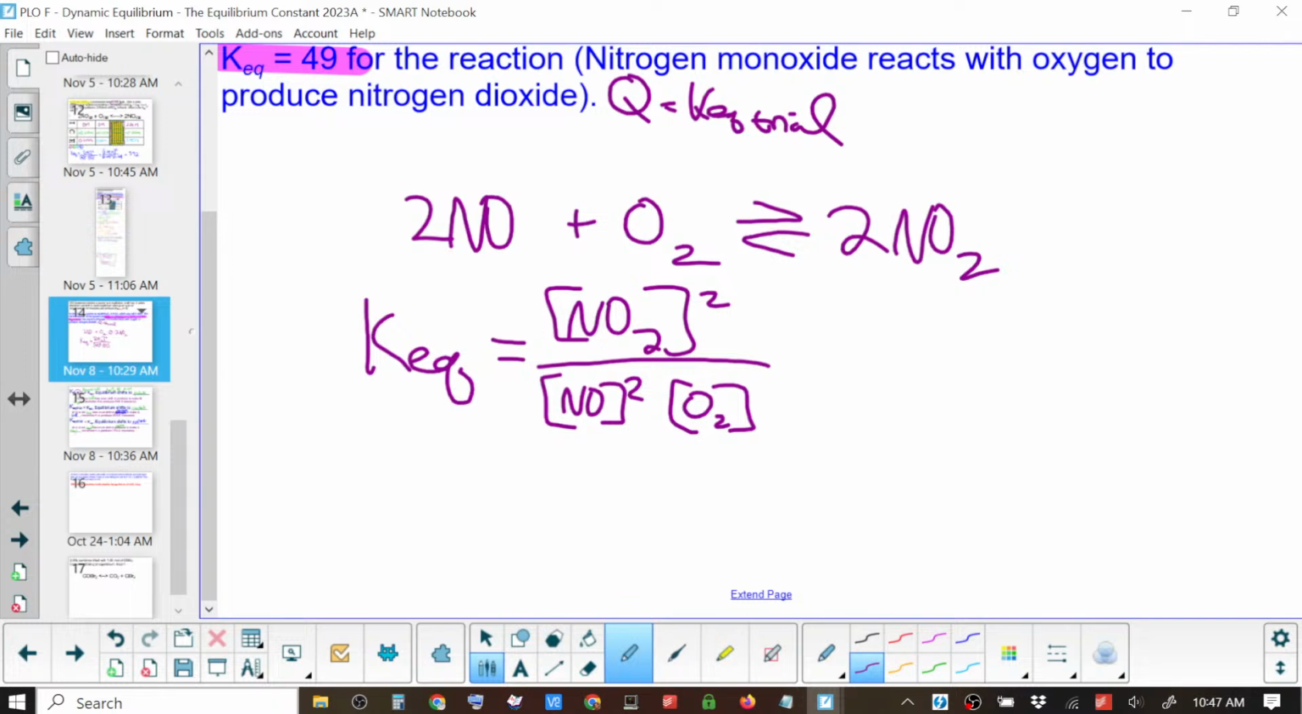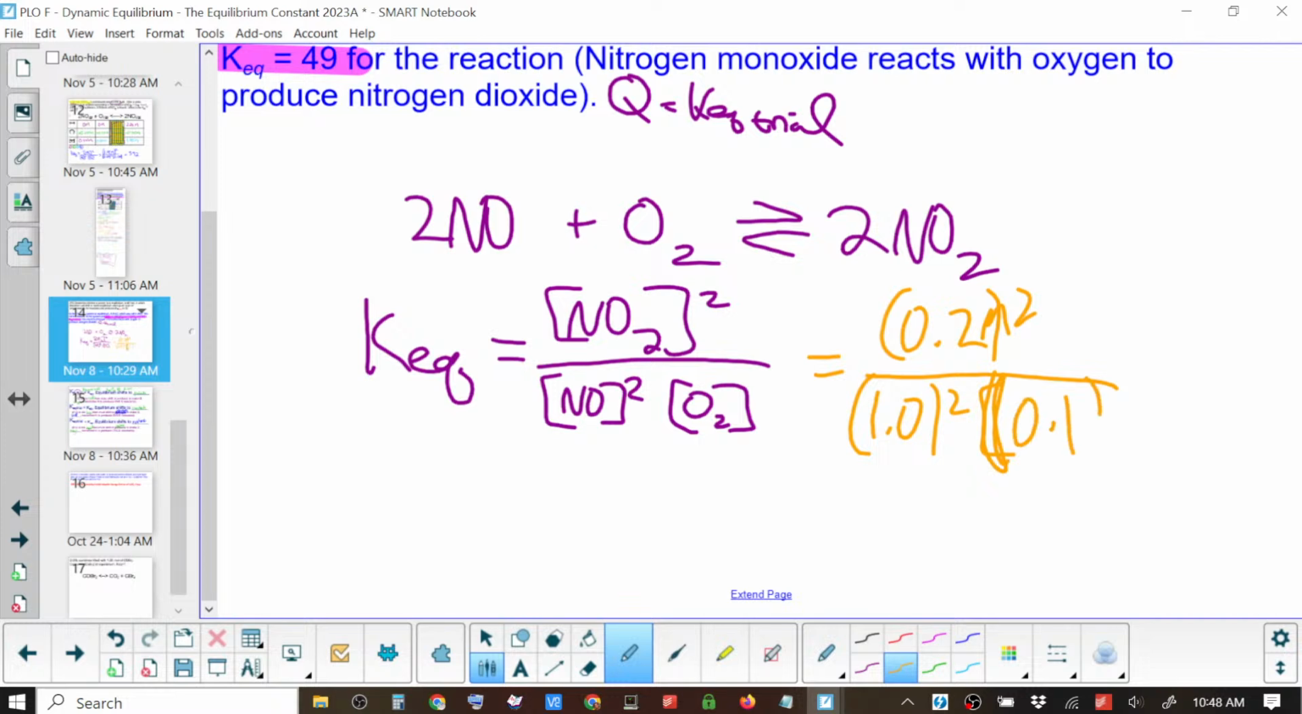Everybody has a sentence down, and that is good. Nobody skipped writing the KQ equation. If you skipped it and got the right answer, you'd probably still get full marks. But let's say you jumped straight to 0.2 molar squared over 1.0 squared times... is it 0.2? What's this number here? 0.1 there. Let's say you skipped writing that and you just went straight to here.